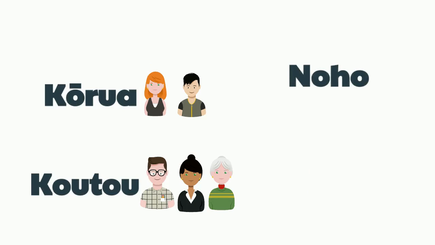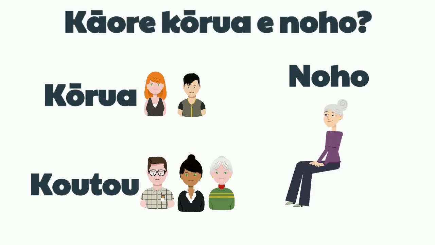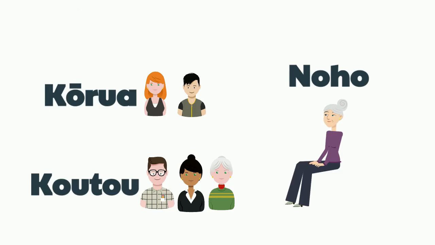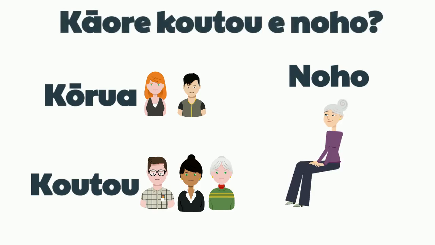Noho means sit. How would you ask, aren't you two going to sit? Ka hore kōrua e noho. And how would you ask, aren't any of you going to sit? Ka hore koutou e noho.